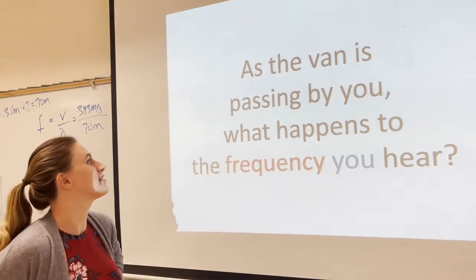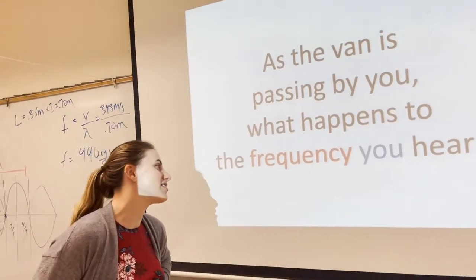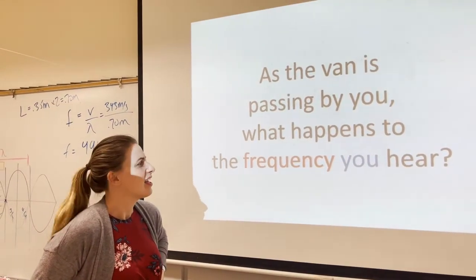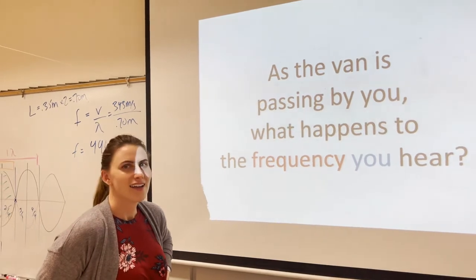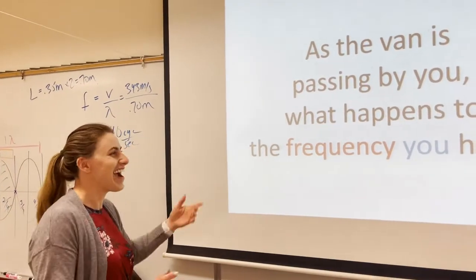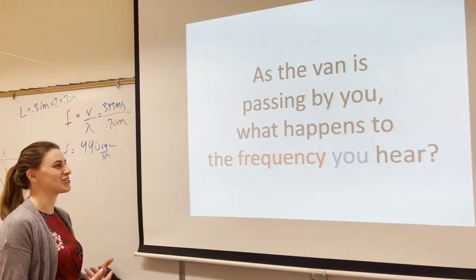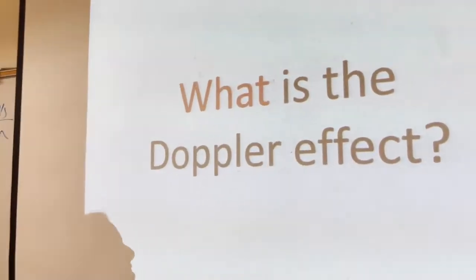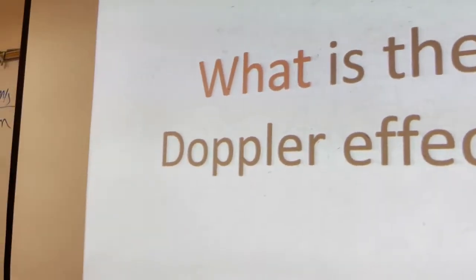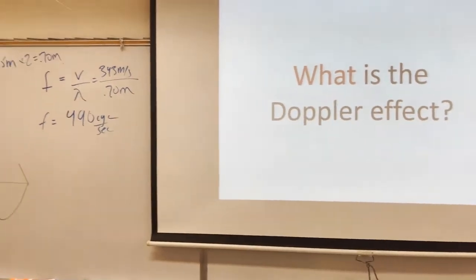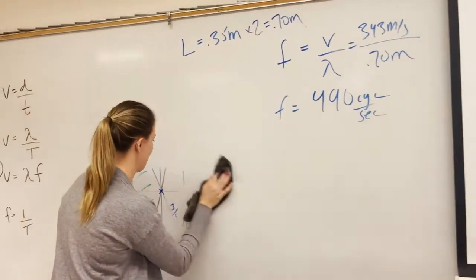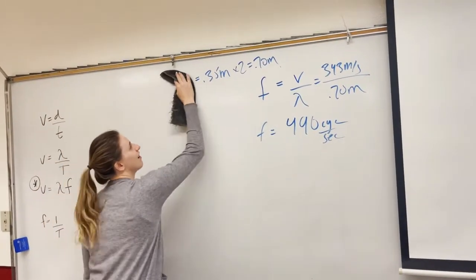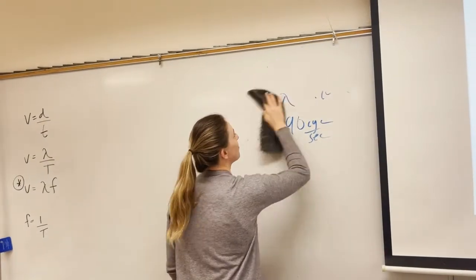Okay, so this is review. As the van is passing by you, what happens to the frequency you hear? It goes from that high approach to the low afterwards. So the frequency goes from a higher pitch to a low pitch, and that is what you experience as it passes by. Okay, what is the Doppler effect? It's the change in frequency that an observer hears due to relative motion between the source and the observer.